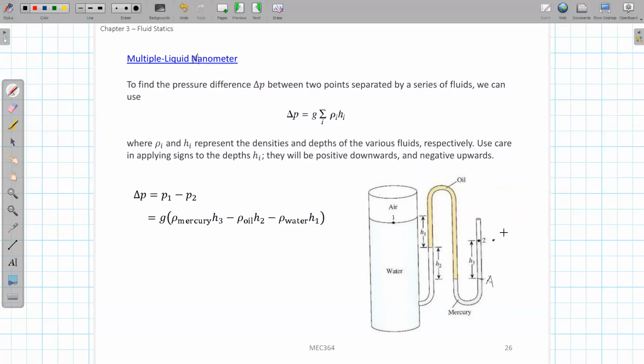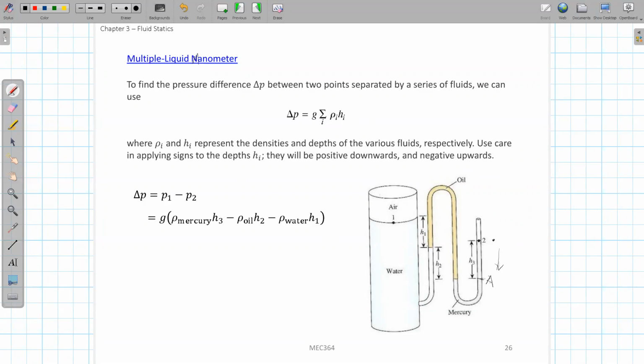First, what's the contribution of H3 between point 2 and point A? That is rho mercury, because it's the mercury side, times H3. Because I'm starting from point 2 and going this way, the direction is going down, which is the same direction as gravity, so you use a plus value. So the first term is plus rho mercury times H3.